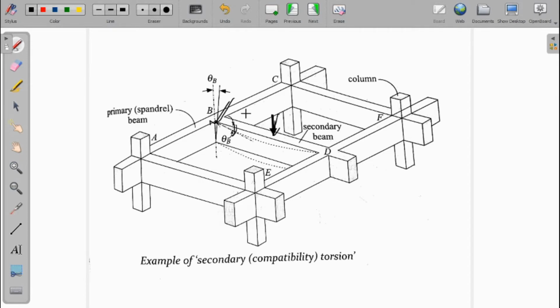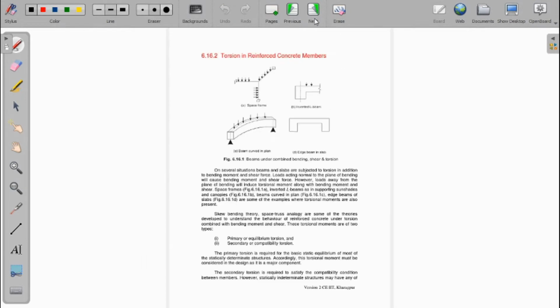Now the magnitude of this twisting moment will depend on the torsional stiffness of member ABC as well as the flexural stiffness of member BD. So these are basically statically indeterminate. We can find out this value using indeterminate structure analysis. That's why this type of torsion is called secondary torsion, right? We'll go to the next.